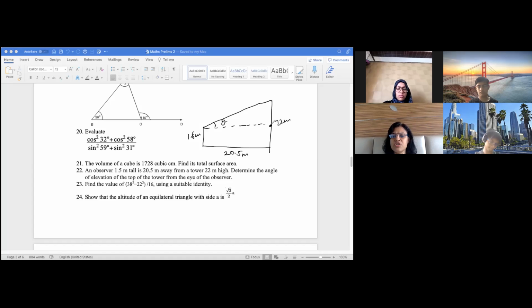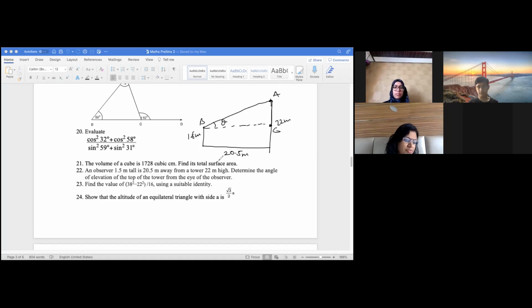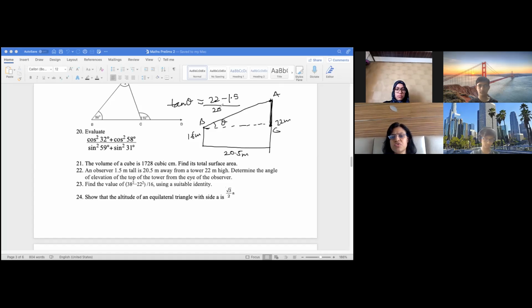So how will we find out? We need to take this triangle. What is this value? We have to find out this value, A, B, C. So this value is 22 minus 1.5, right? So what will we find out? Tan theta, because we have perpendicular upon base. So tan theta is 22 minus 1.5 divided by the base, which is 20.5. 22 minus 1.5 is 20.5, divided by 20.5.